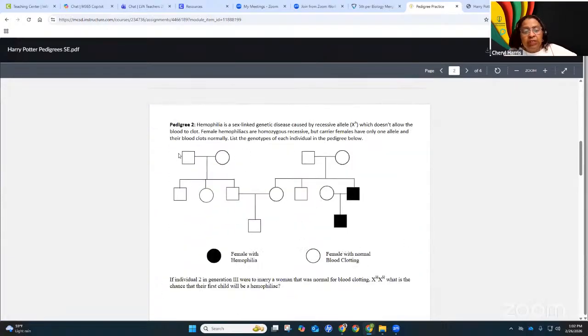This one they did for hemophilia. This is kind of what we did with our Punnett square, but now we're drawing it as if it were a pedigree chart.